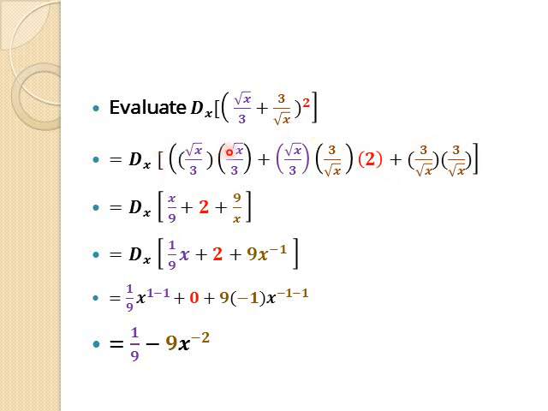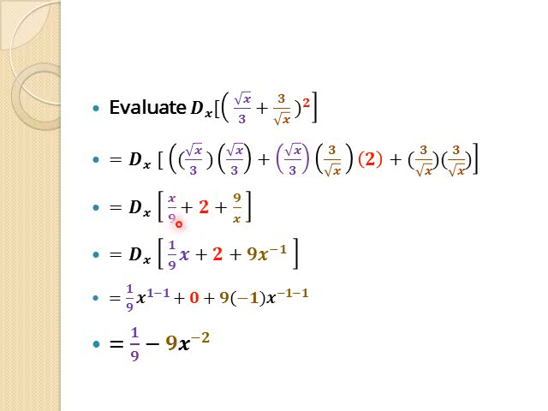Square root x times square root x, the square roots simply cancel and I'm left with x. 3 times 3 would give me 9. Square root x and square root x cancel. 3 and 3 cancel, so that becomes 1 times 2, which stays 2. 3 times 3 gives me 9. Square root x times square root x becomes x.